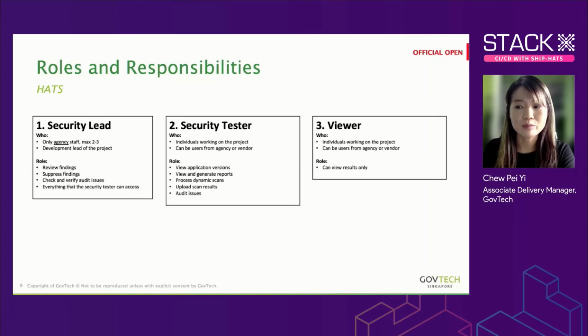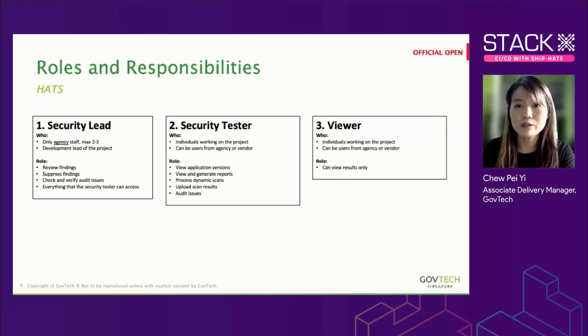Now that we have cleared the Ship Tools roles, let's move on to the Heads roles. Heads have 3 different types of roles. The first role will be the security lead. This role will be able to review findings, suppress findings, check and verify audit issues, as well as everything that the security tester can do.